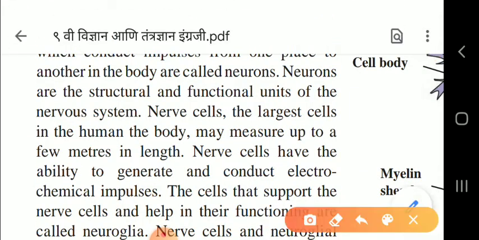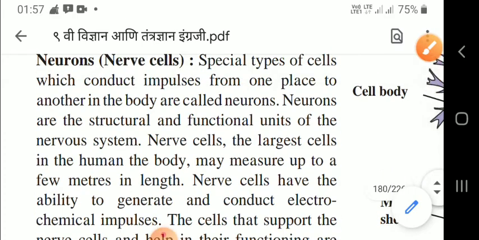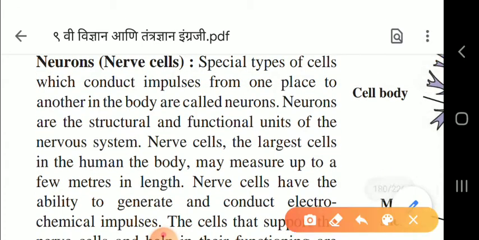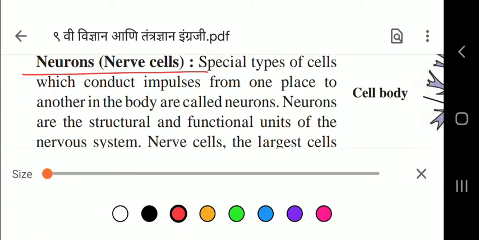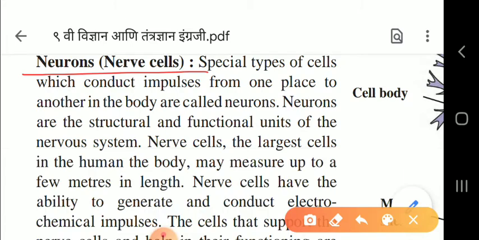See, children, now we are going to study about the nerve cell or neurons. These are a special type of cells, and they conduct the impulse or messages from one place to another in our body. So such cells are called neurons. This point you have to underline. Let us change some color so that you can understand properly.